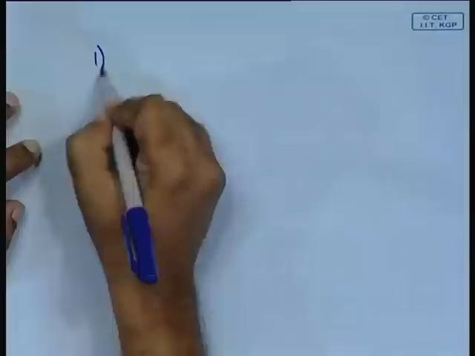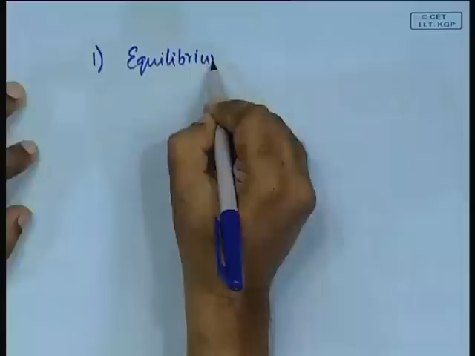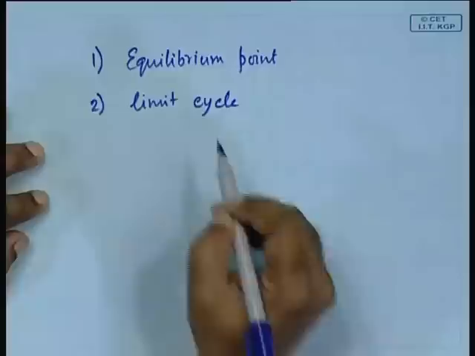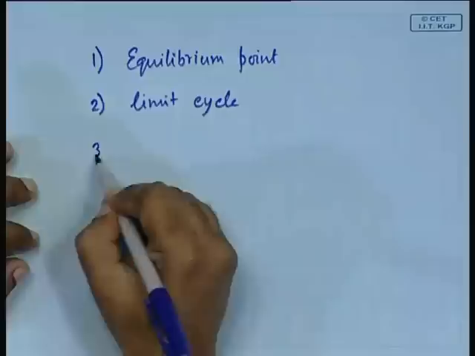Okay, we have learnt about a few types of behaviors in nonlinear system. One, that it could be equilibrium point. Stable behaviors, it could be a stable equilibrium point. Two, limit cycle. Limit cycle could be high periodic, period 2, period n, it could be chaos.